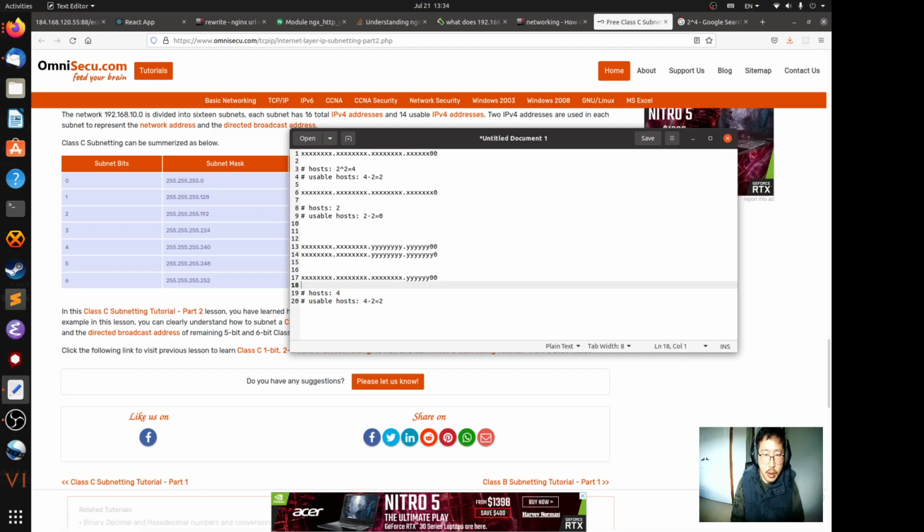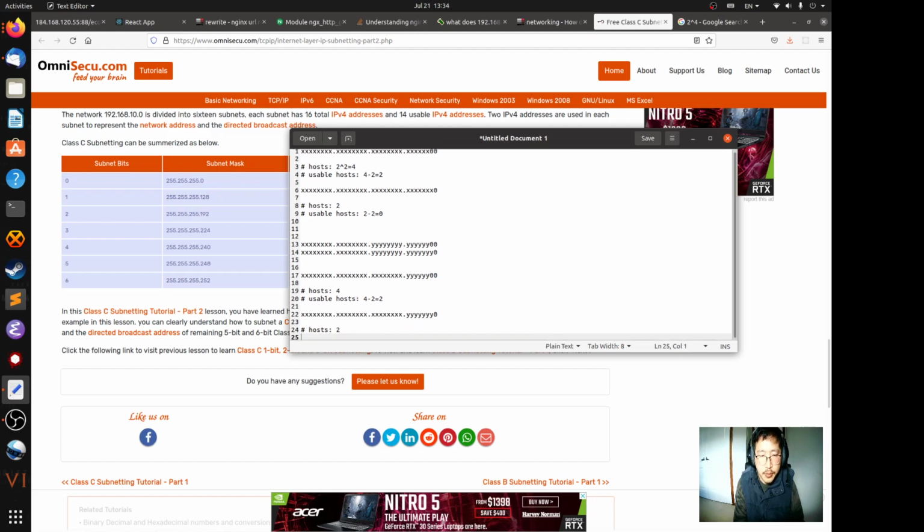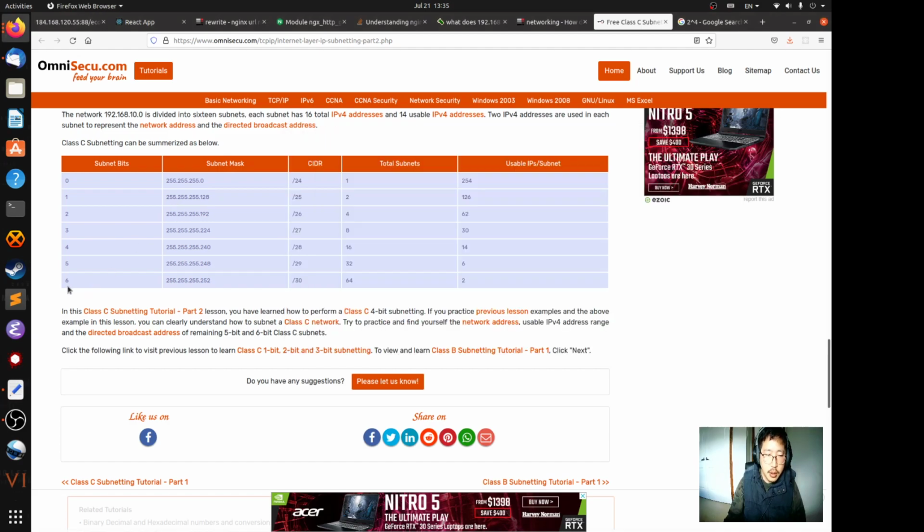But what happens if we borrow 1 more bit? How many possible hosts? Just 2, right? How many usable hosts? 2 minus 2 is 0. That's why the maximum number of bits you can borrow for class C is 6.